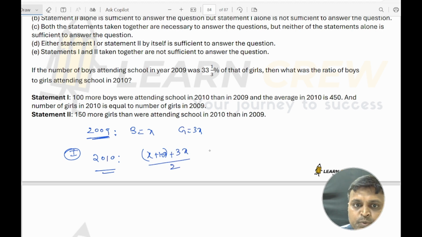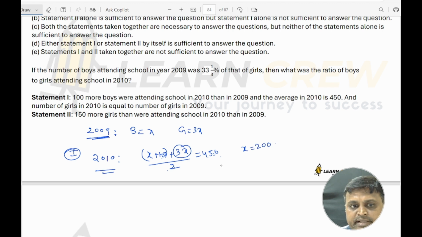Average means divide by 2. It is given as 450. 450 into 2 is 900, and you need to find the ratio of boys to girls. Girls is 3x only, not changed. So 900 minus 100 is 800. 4x is 800, so x is 200.